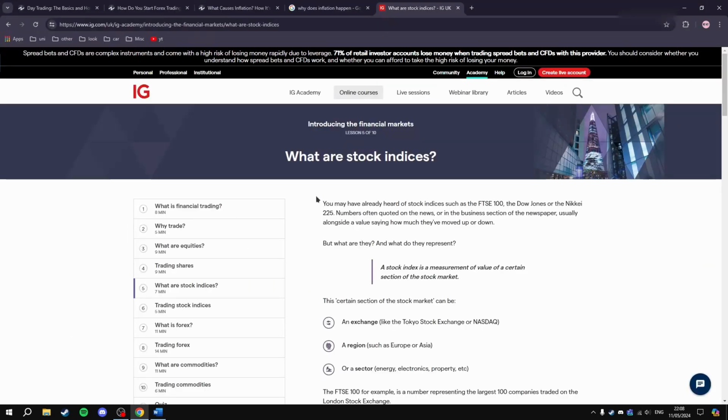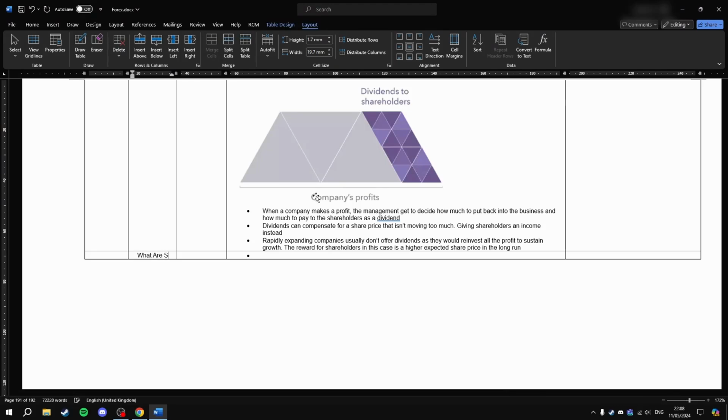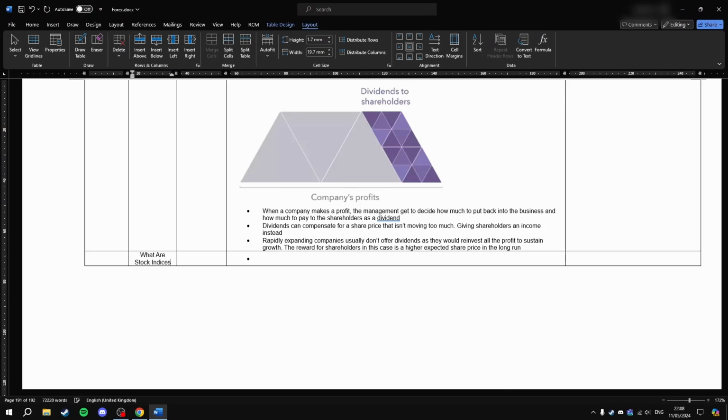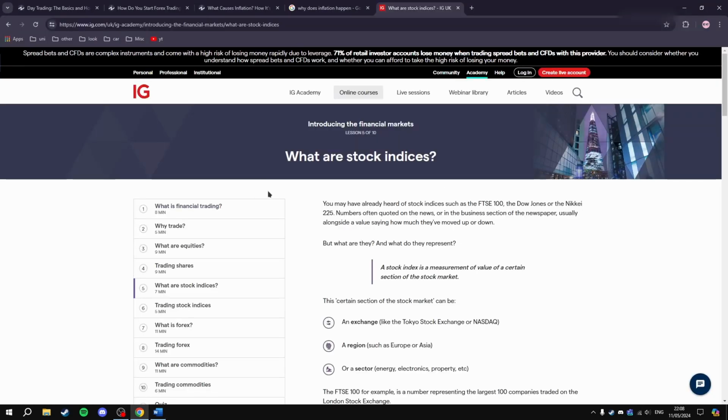Okay, so what are stock indices? Date is the 11th. So yeah, let's get started then.